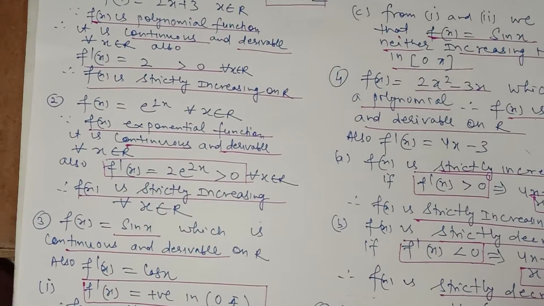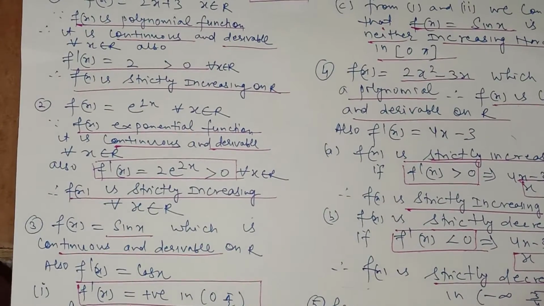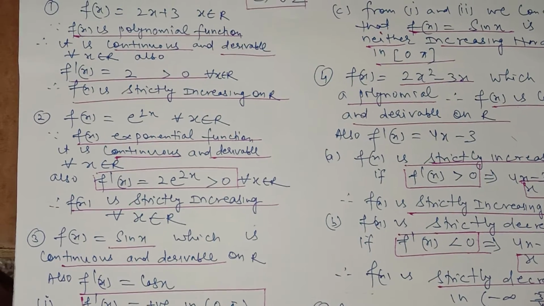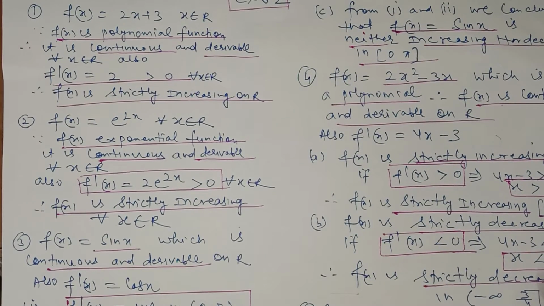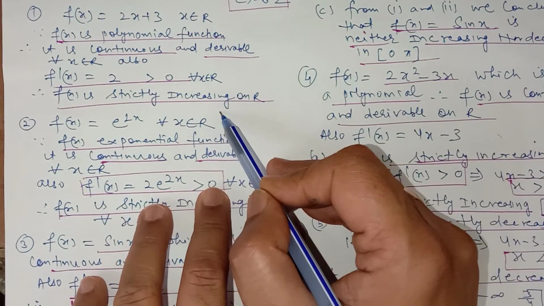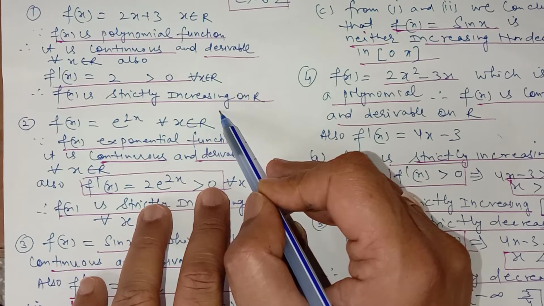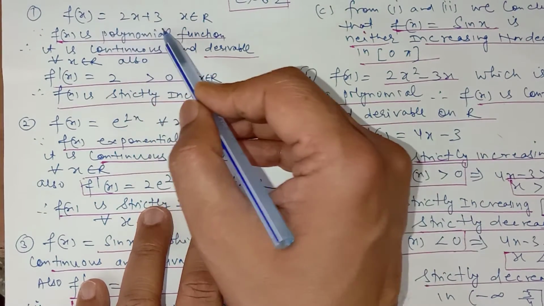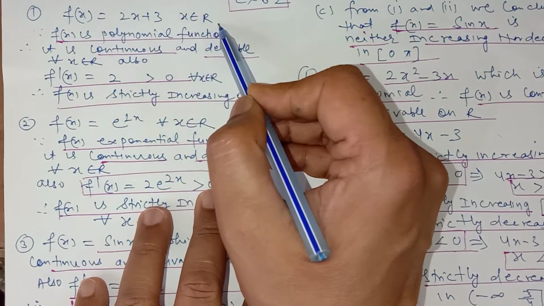Now the questions based on this are in exercise 6.2. In question number 1, it is given that f(x) is equal to 2x plus 3, where x belongs to the real numbers, and you have to prove that it is a strictly increasing function on R. The word strictly is important here, so we'll discuss strictly increasing and increasing.